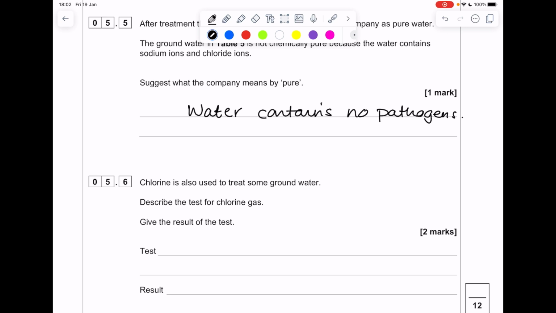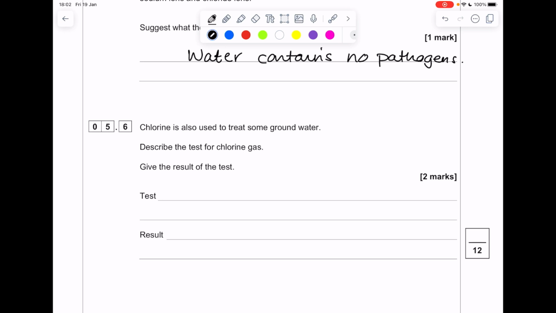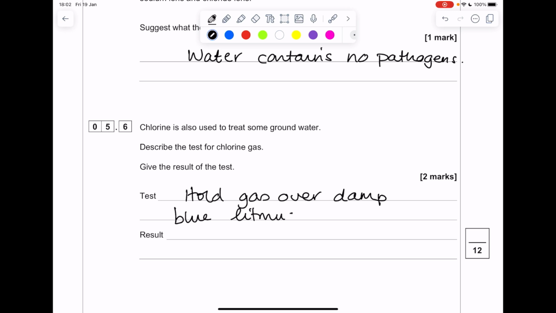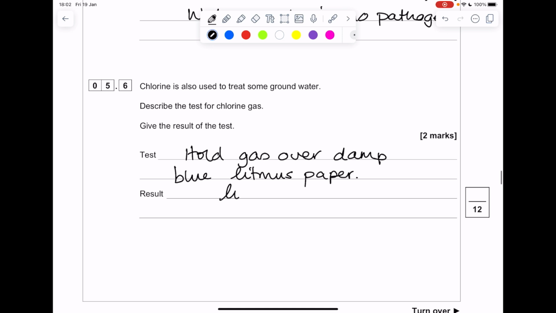Chlorine is also used to treat some groundwater. Describe the test for chlorine gas. Give the result of the test. Hold gas over damp blue litmus paper. What you see with chlorine is that litmus paper turns white or is bleached.